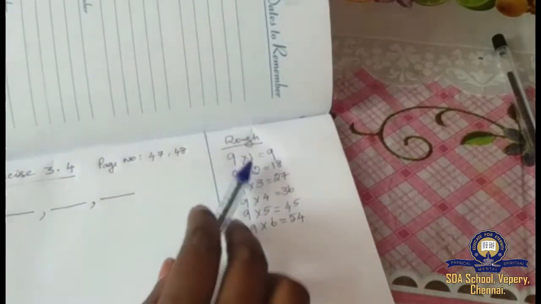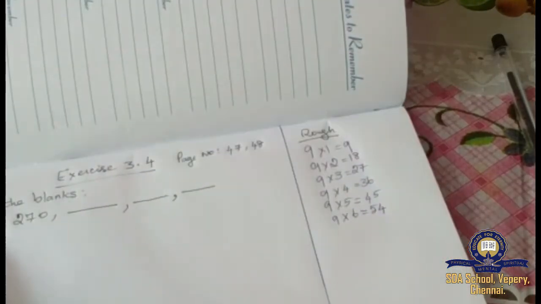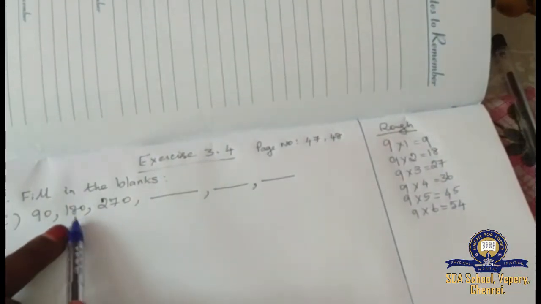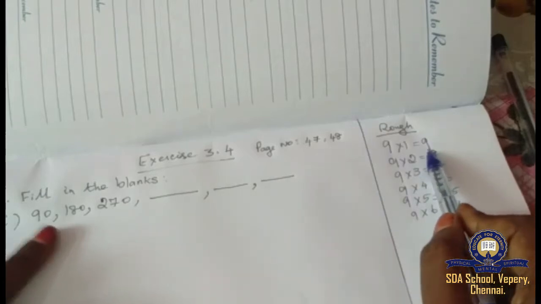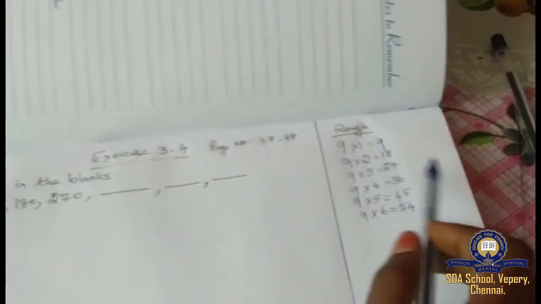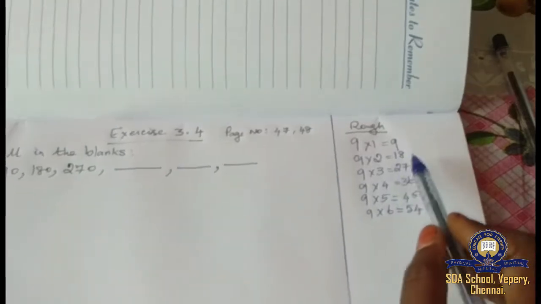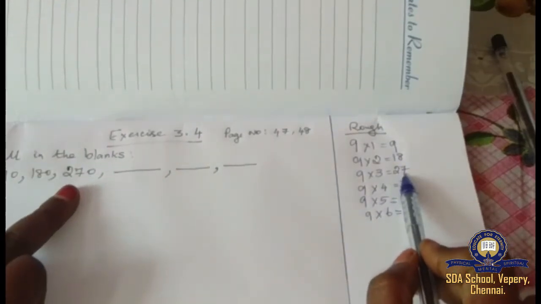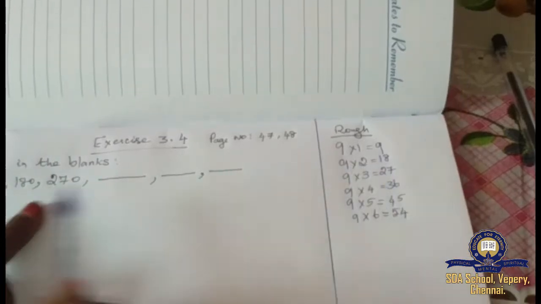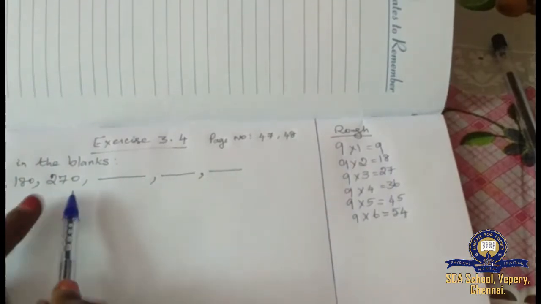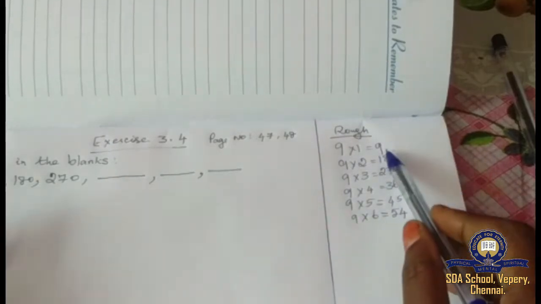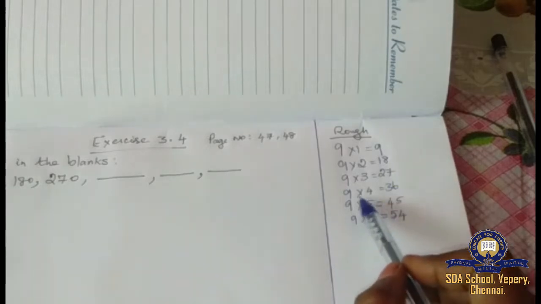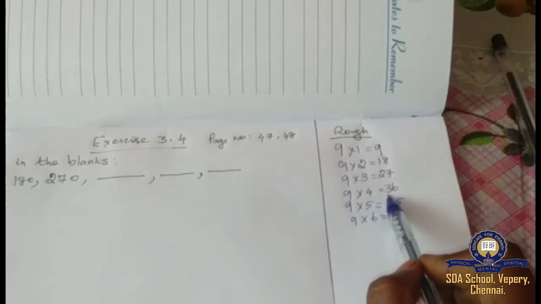Okay, so we know the ninth table. So here see, the first number is 90, the 9 comes, afterwards 10. Then the second number is 180, that is 18, and then 270, 27. 9 into 3 equal to 27. So these numbers are multiples of 9. So what will be the next number? 9 into 1, 9 is over. 2, 18 is over. 9 into 3, 27 is over. 9 into 4 equal to 36.